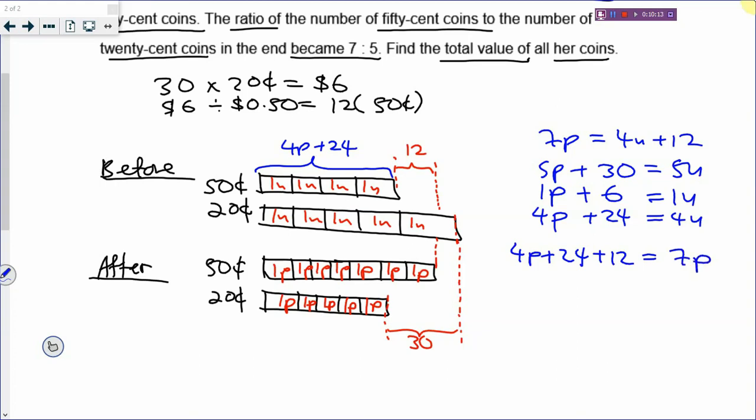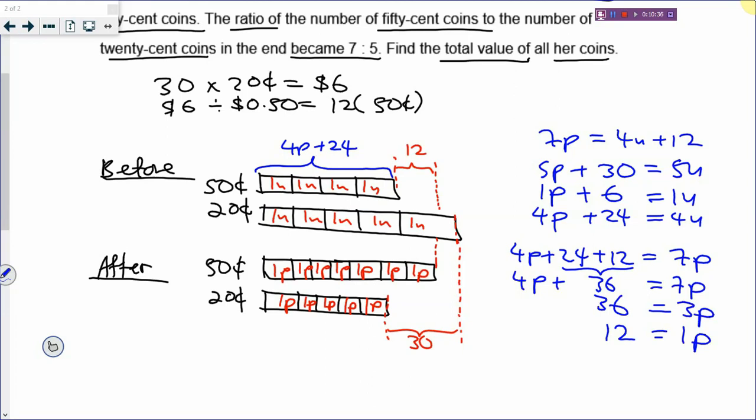Okay, so you have actually gotten rid of the units, and you have parts. Alright, then what do we do? Then 4 parts plus 36, that will give you 7 parts. So 7 parts minus 4 parts, you will get 3 parts, which is 36. So can you find 1 part? So 1 part will be 36 divided by 3. So your 1 part is equal to 12.